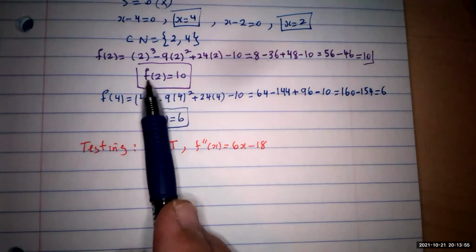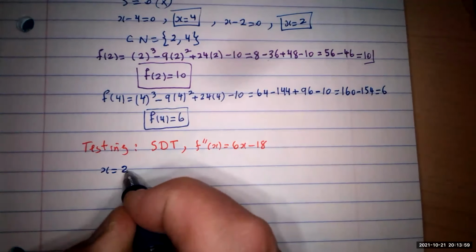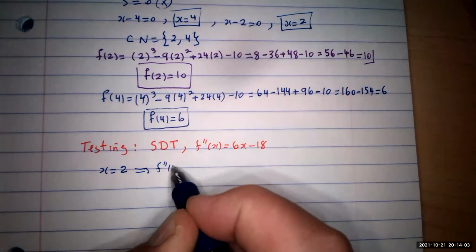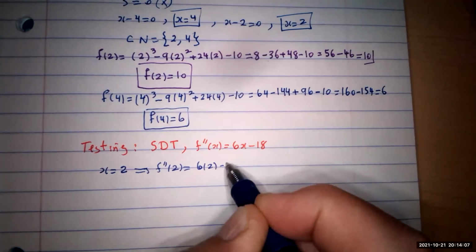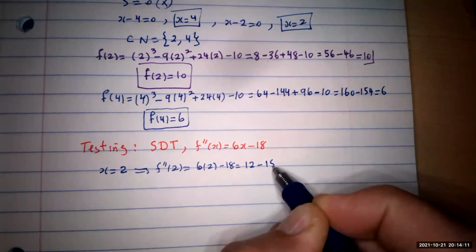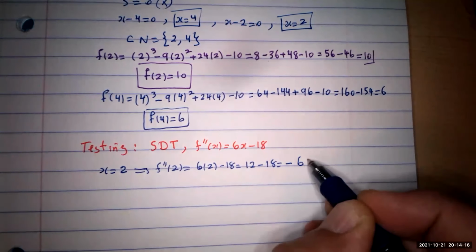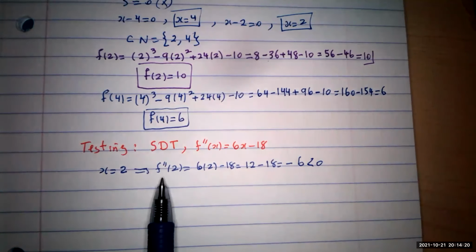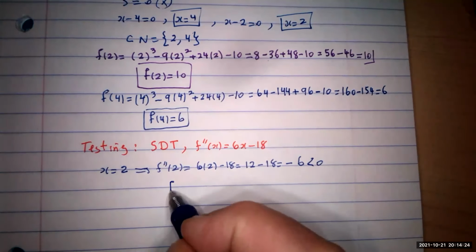If you put x equal to 2, you test these two numbers. So f double prime of 2 would be what? 6 times 2 minus 18. So that gives you 12 minus 18, which is a negative 6. It is negative. Remember, this is f double prime. F double prime is concavity. I write it down here again to explain it.